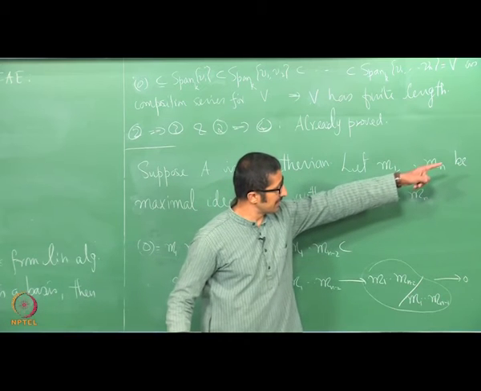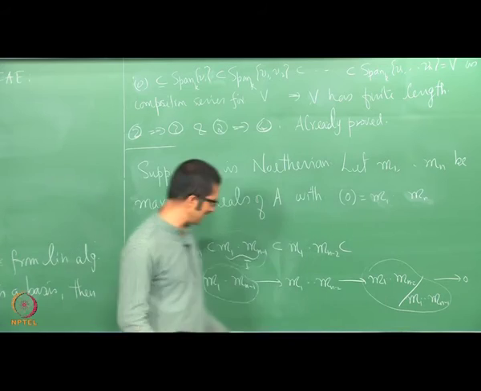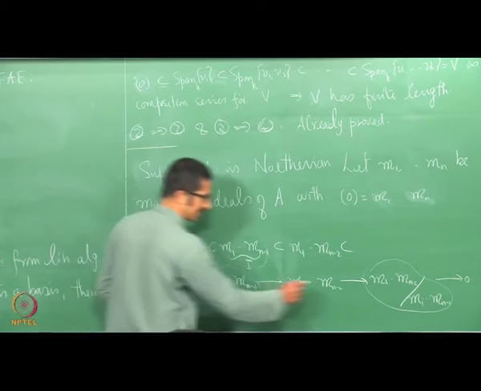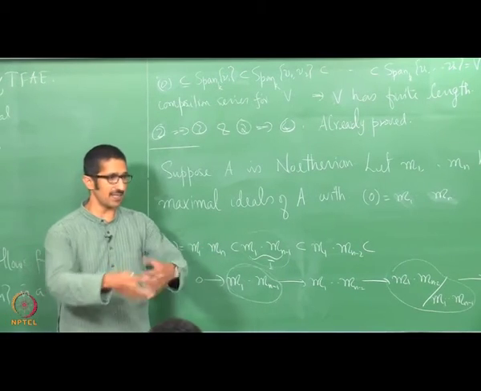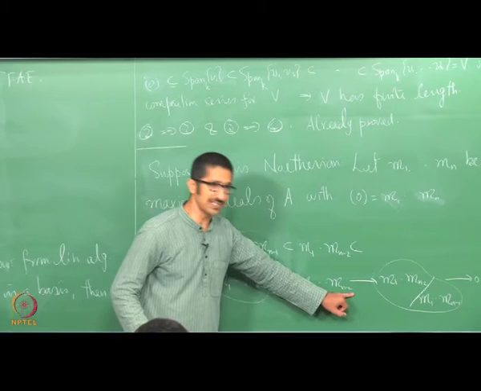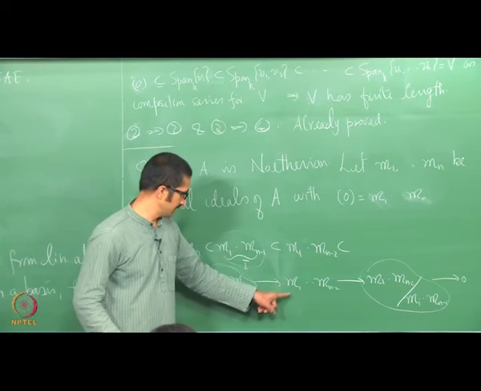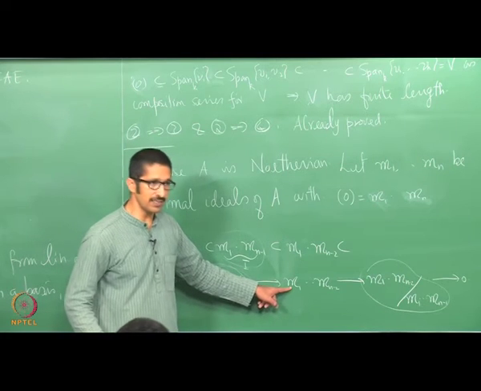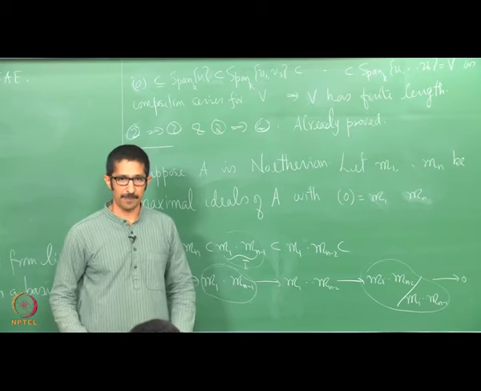When we proved that length is additive, what we proved is that if I have a composition series of this and if I have a composition series of this, I can just merge them and get a composition series of this, which means this length is finite. I can keep going up to M1 and then contained in A.